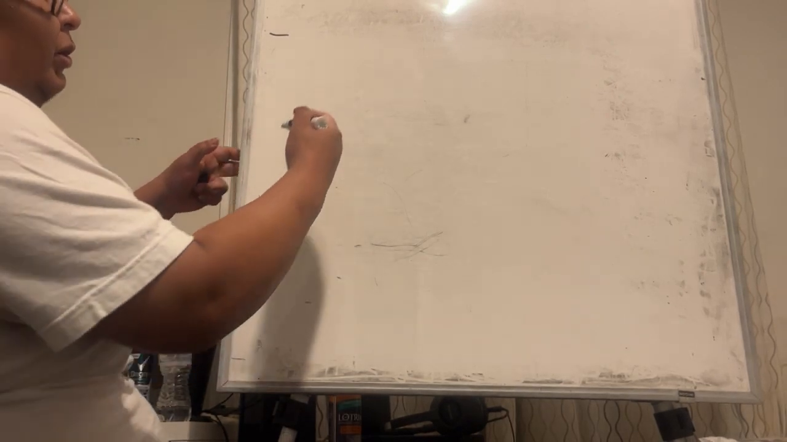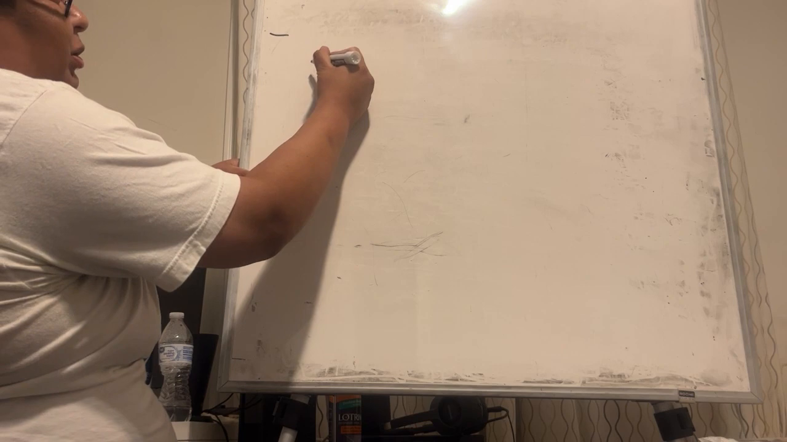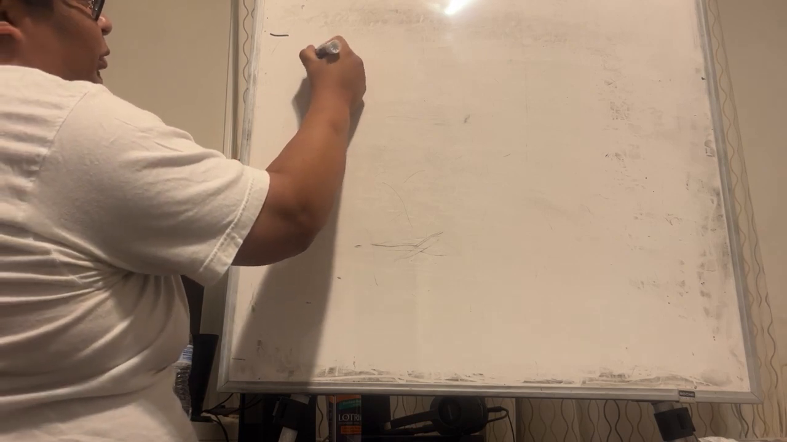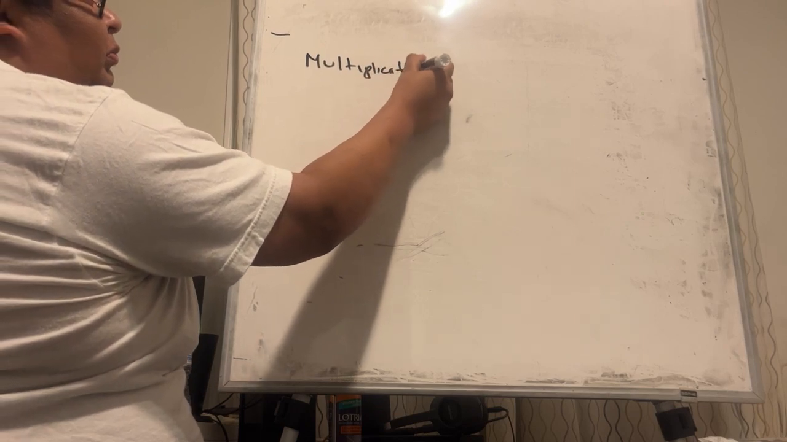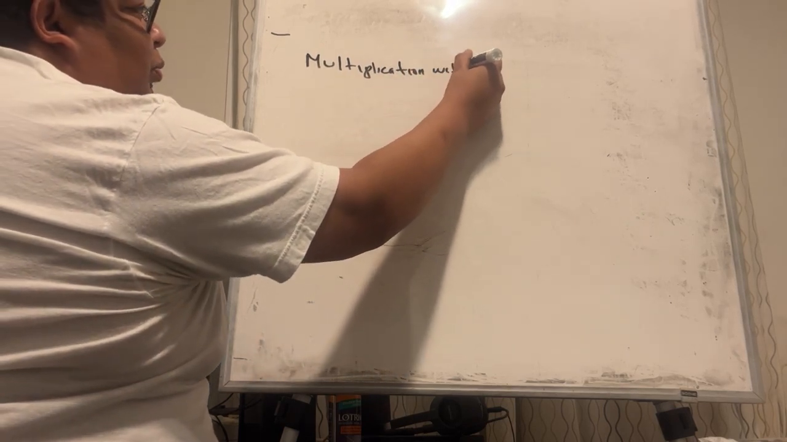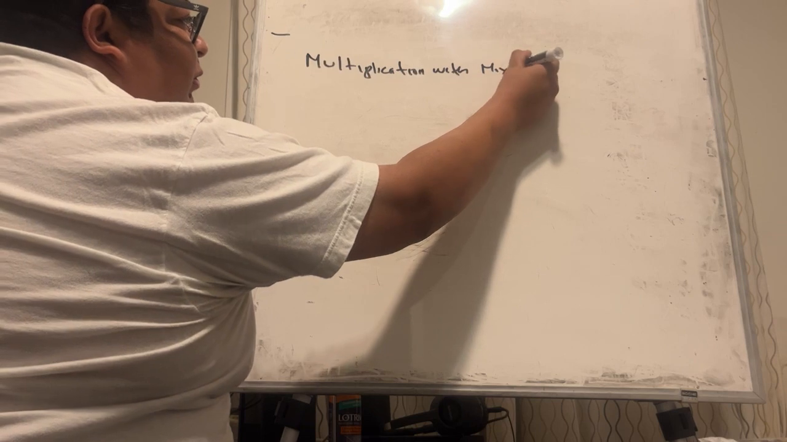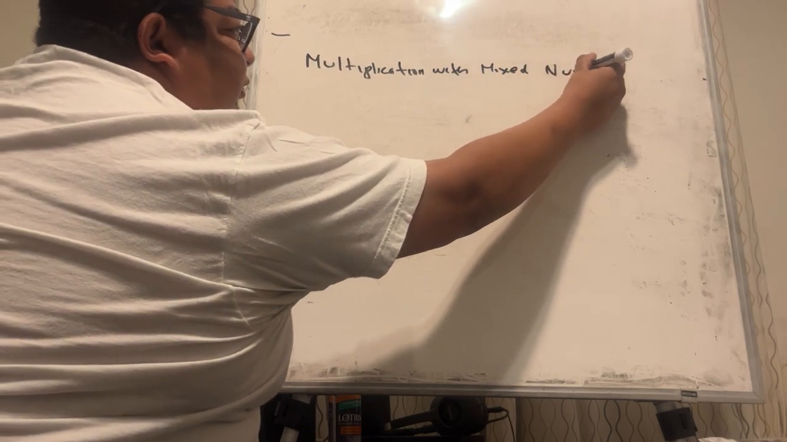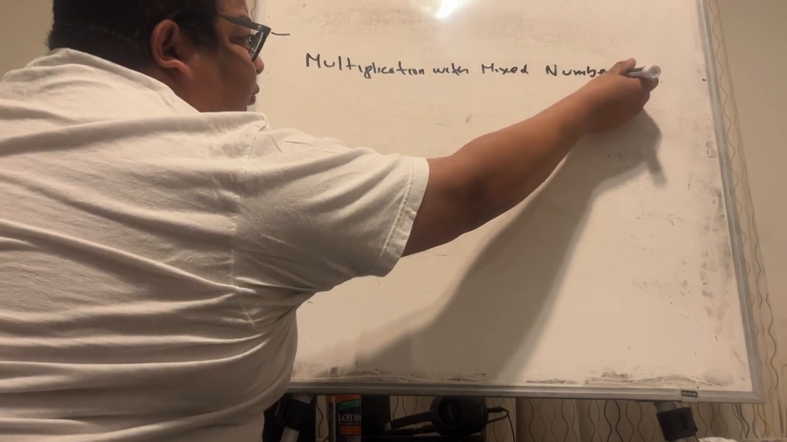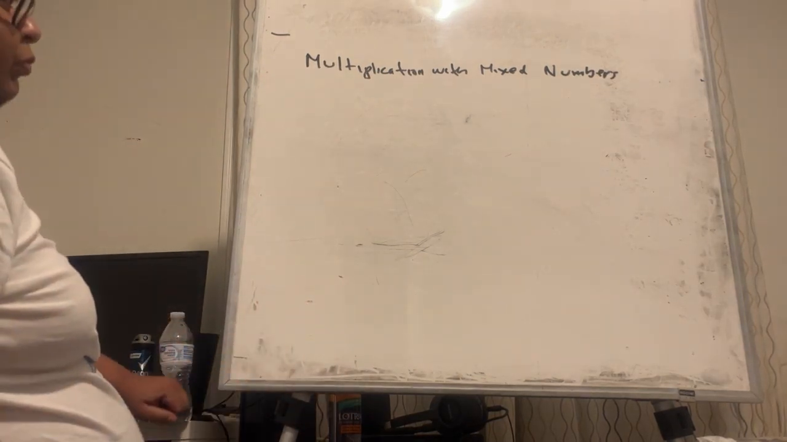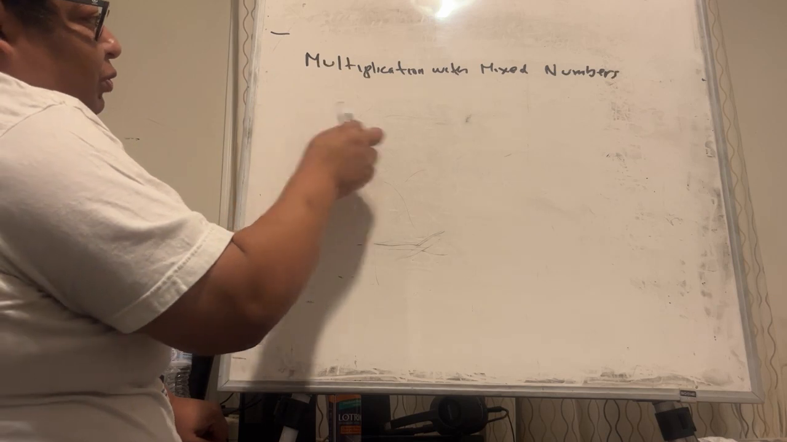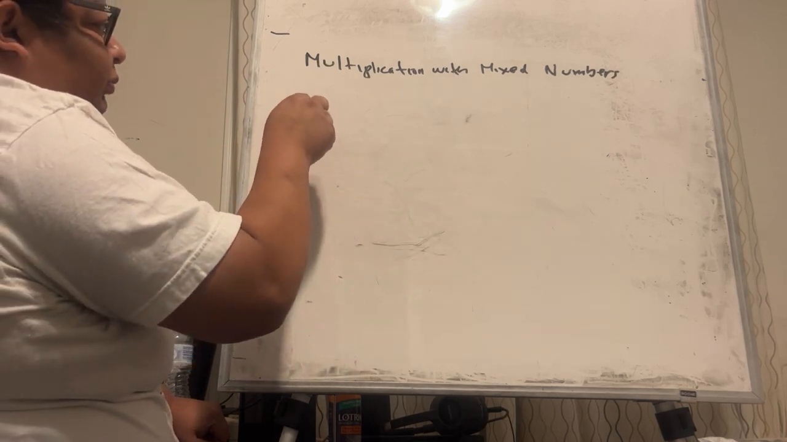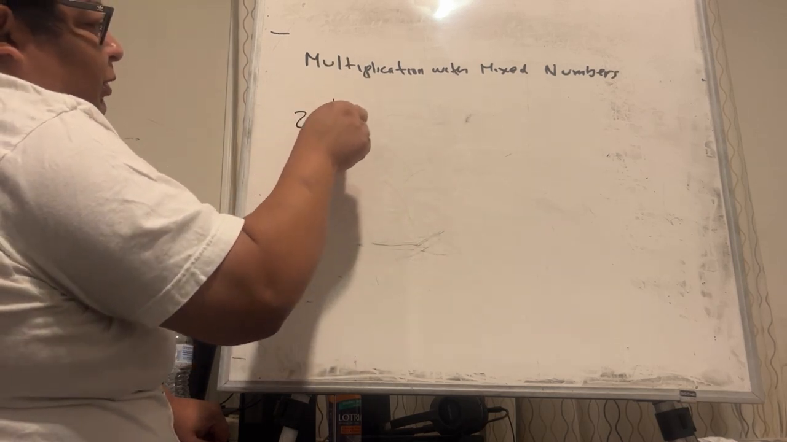In this video, I'm going to teach you how to multiply with big numbers. Multiplication with mixed numbers. So the first one I'm going to teach you is when you have two mixed numbers multiplied together. So you have something like this.